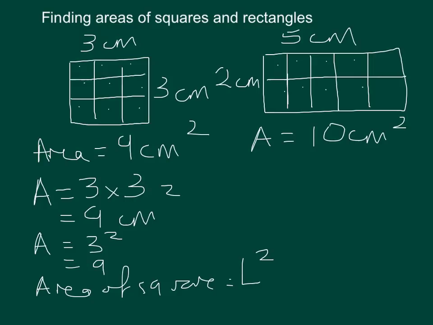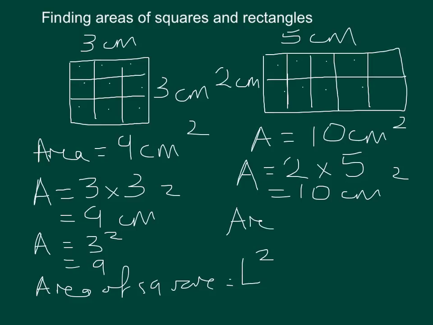Now you may not want to count each time, you can take a shortcut because the squares fit perfectly into the corners of the shape. So we have 2 rows and each of them has got 5 squares in, and so that will give us our 10 centimetre squares. And so to find the area of a rectangle, all we need to do is to take the 2 dimensions, which is the width and the length, and multiply them together.